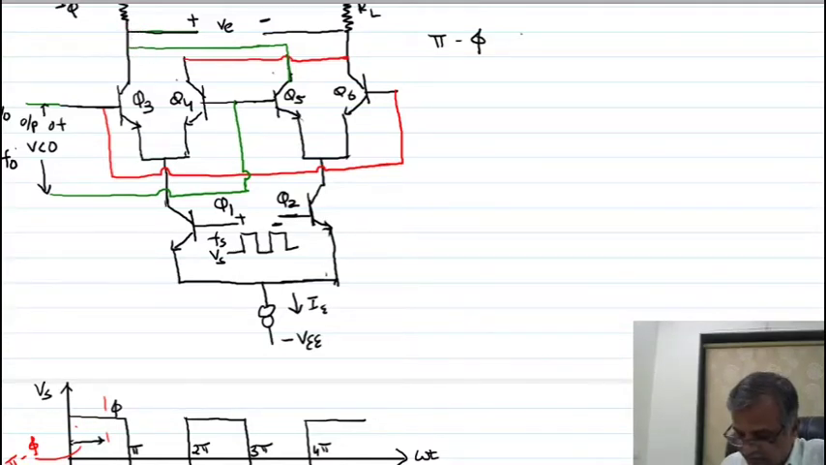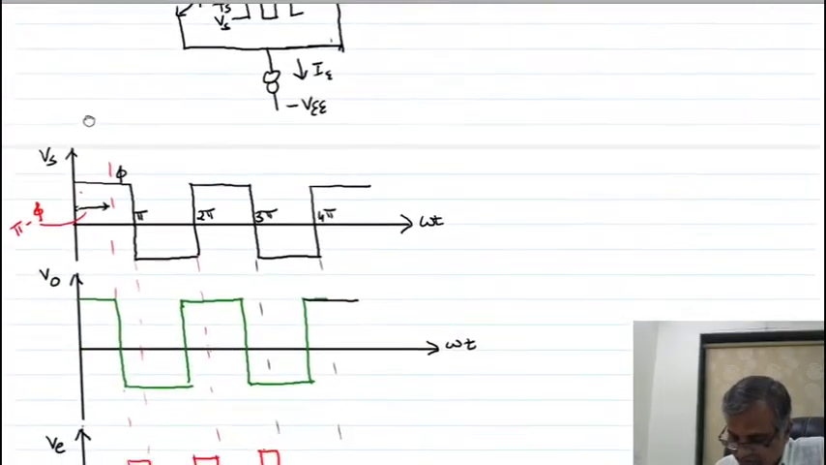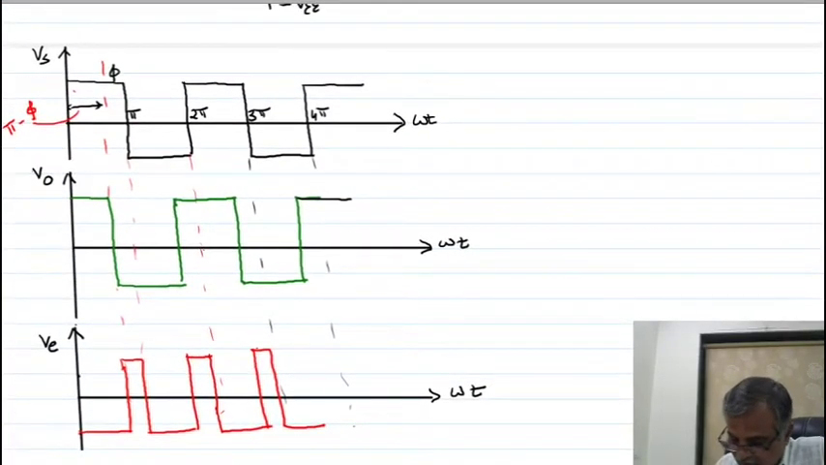See, during this time interval, pi minus phi, transistors Q1 and Q3 are both in forward bias, so conduction is large in Q3. As a result, the voltage at the collector of Q3 is very low, and this low voltage is given by minus I into RL. So I am showing you that here.